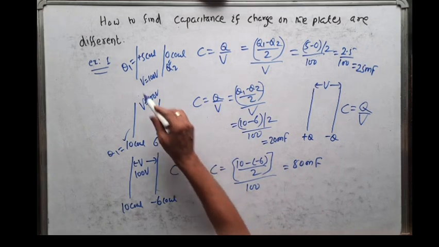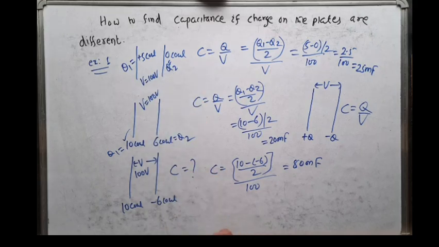Okay, so this is about the charge. If there are two different charges, this is how you can find the capacitance.